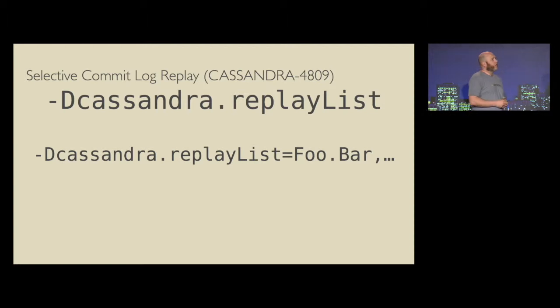Cassandra 4.8.09 adds a neat little trick if you ever find yourself in trouble. And it's always handy to know what are the features that are going to help me when I need them the most. The replay list parameter allows you to specify a comma-separated list of keyspace and table names. And when we replay the commit log, we will only replay mutations that apply to those tables that you specified. Of course, if you don't specify anything, we'll replay all of them.